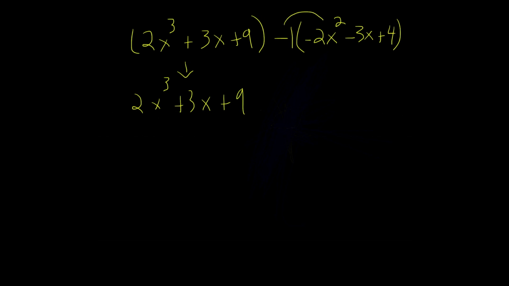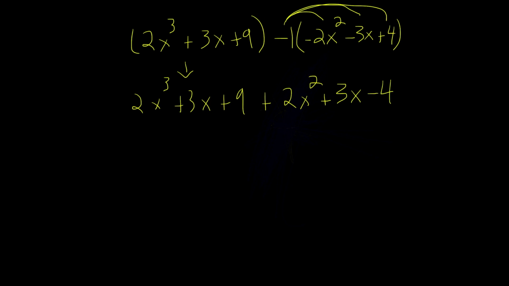And for this one, remember, we're going to distribute negative 1. So we're going to multiply negative 1 to all our terms in our parentheses. Negative 1 times negative 2x squared. Remember, a negative times a negative, that's a positive. So this is positive 2x squared. Negative 1 times negative 3x. Again, negative times negative, that's positive. So this is positive 3x. And negative 1 times 4, that's negative 4.